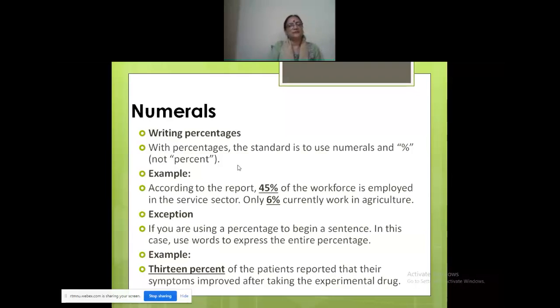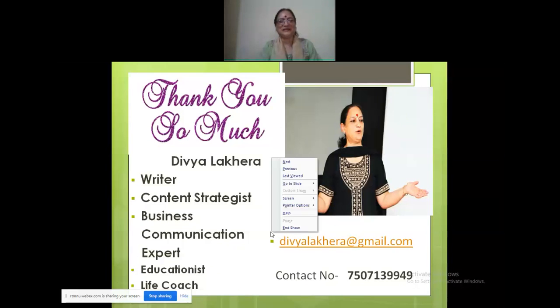So you will write the symbol. 45% of the workforce is employed, 6% currently work in agriculture. But अगर आप sentence ही शुरू कर रहे हैं percent से, then you will start with words. That is important. Numerals में इतने सारे rules होंगे, who could have thought of it? So these are the rules. 13% of the patients reported that the symptoms improved after taking the experimental drug. So this is what we are doing.